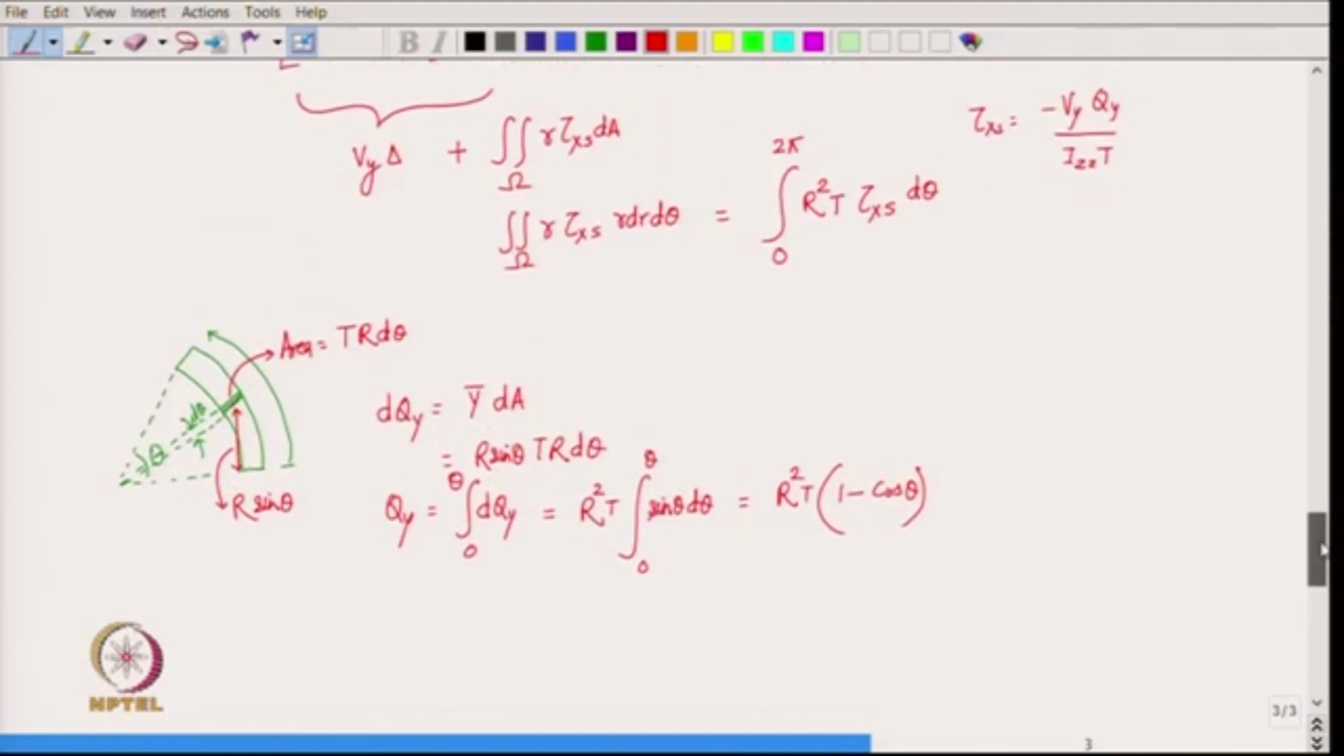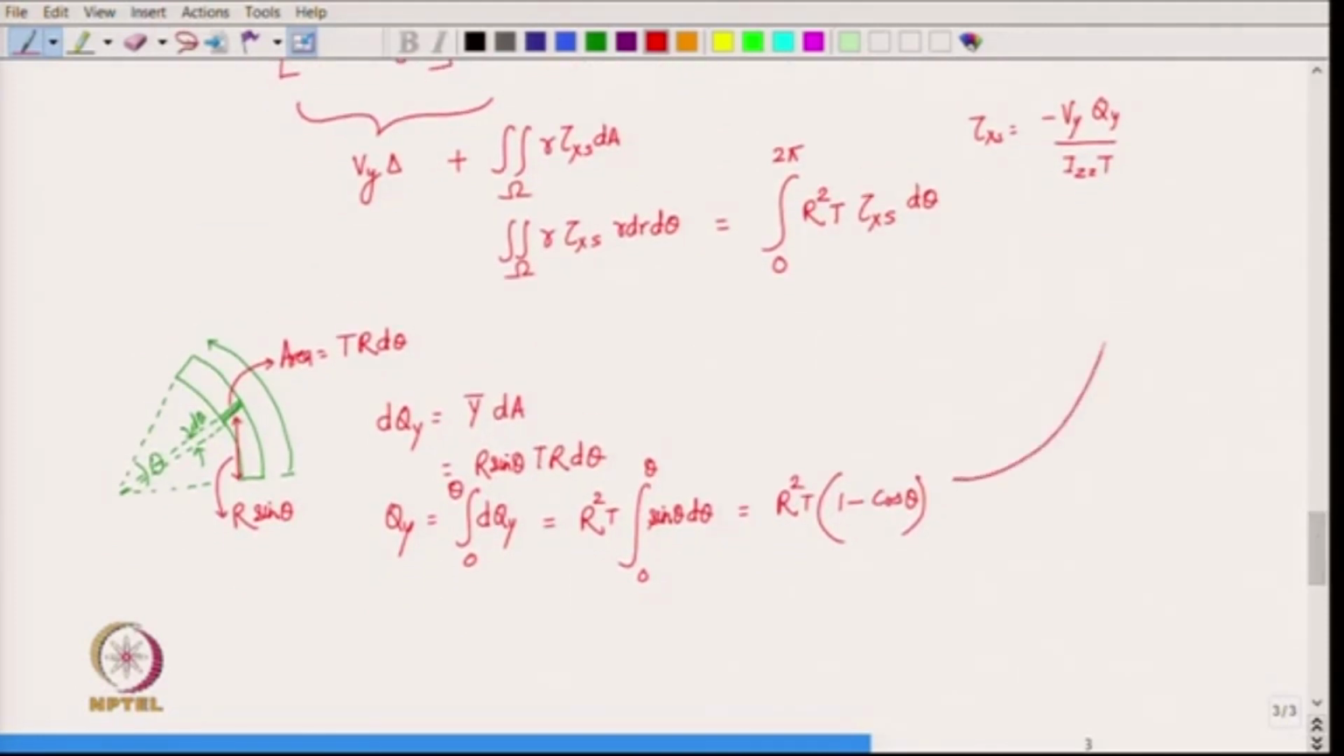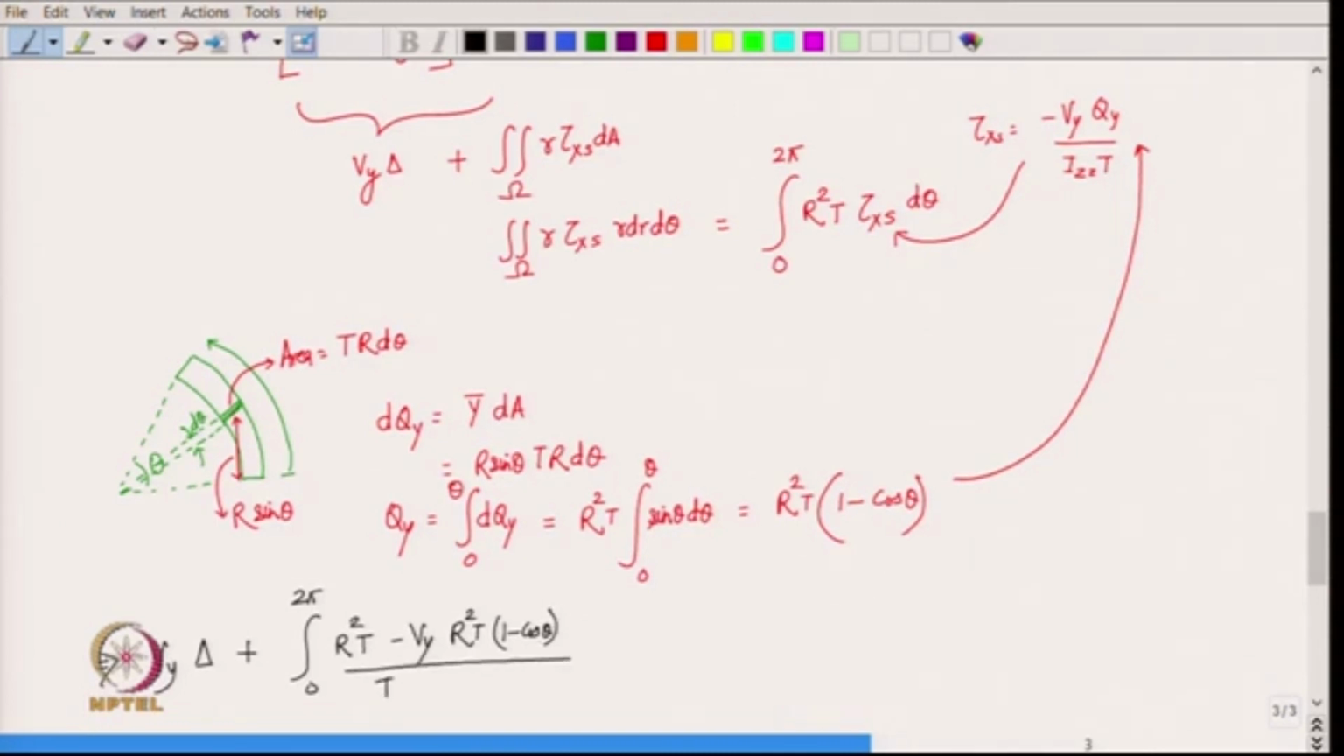Now, we can plug in this qy in our formula for shear stress here, and further in this formula right here we finally get Vy into delta plus the integration from 0 to 2 pi r square t into tau xs, which is minus Vy into qy, which is again r square t into 1 minus cos theta, divided by Izz times the thickness t, okay, and this has to be equal to 0.